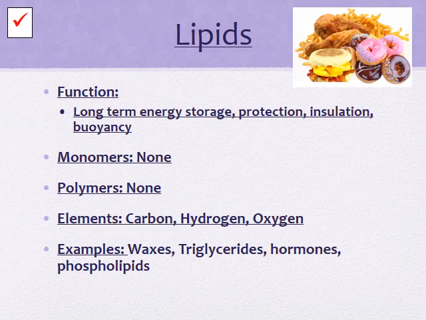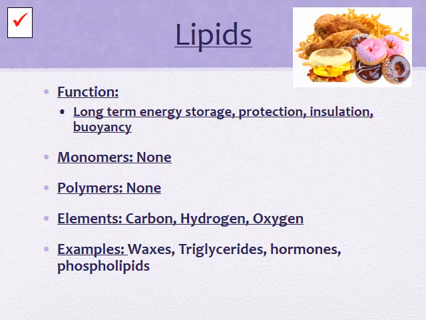Up next, we're going to discuss lipids. The main functions of lipids are long-term energy storage, protection, insulation, and buoyancy. Long-term energy storage is the main structure and function of lipids. Think like fat, things of that nature. They're used for storing energy long-term. Now, for the sake of this class, there are no monomers and no polymers. It's simply a combination of different elements in different ways. The elements found in lipids include carbon, hydrogen, and oxygen. Some examples include waxes, triglycerides, hormones, and phospholipids.